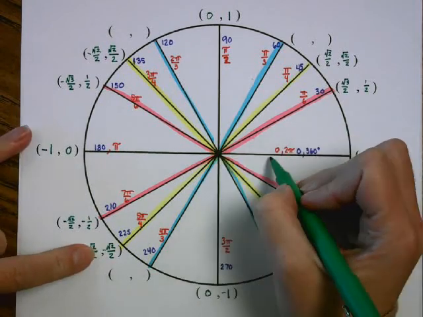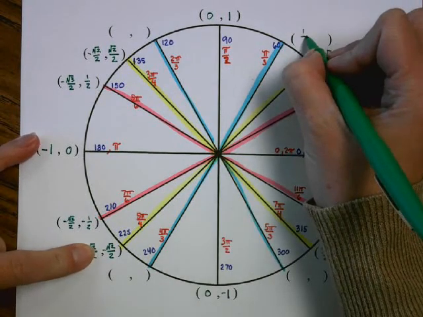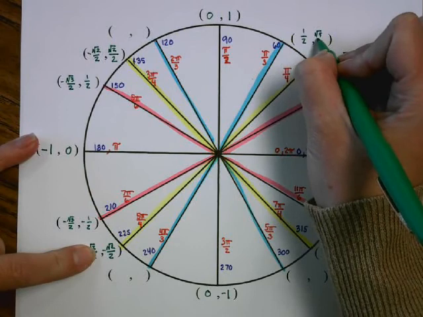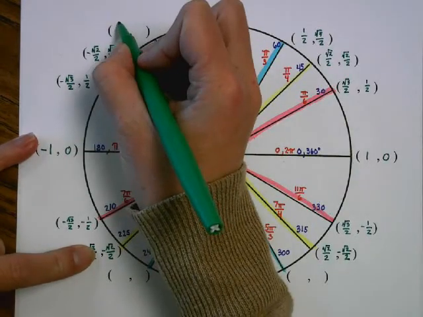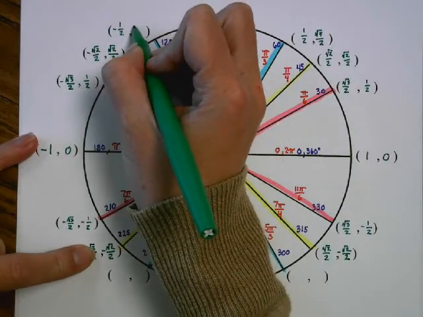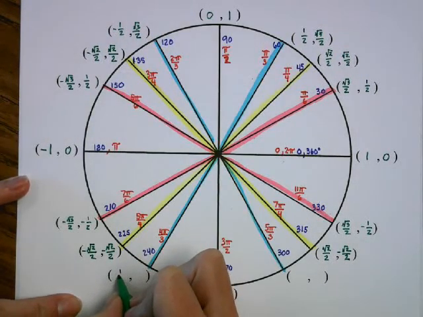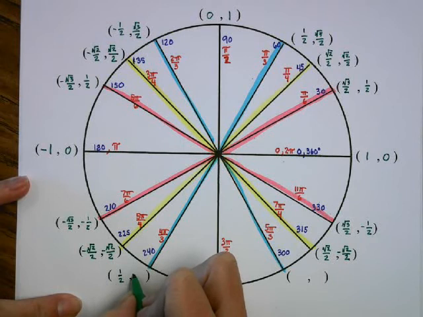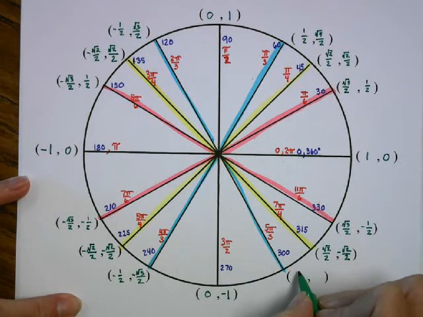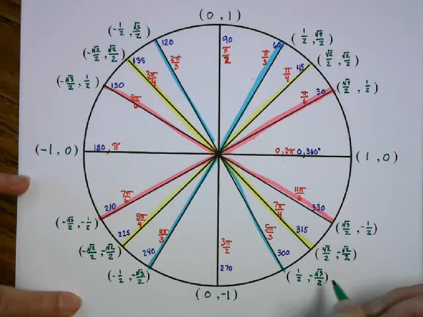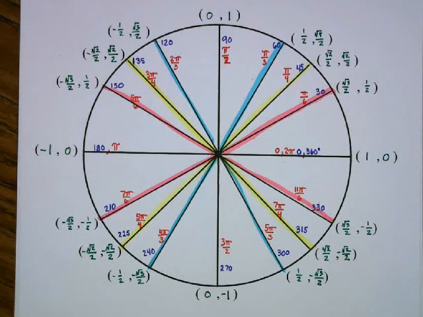So this is going to have the short x, long y. So we have (1/2, root 3 over 2), (negative 1/2, root 3 over 2), then negative 1/2 and negative root 3 over 2, and positive, negative. So this is the unit circle, and in the next video we'll talk about how to use it.